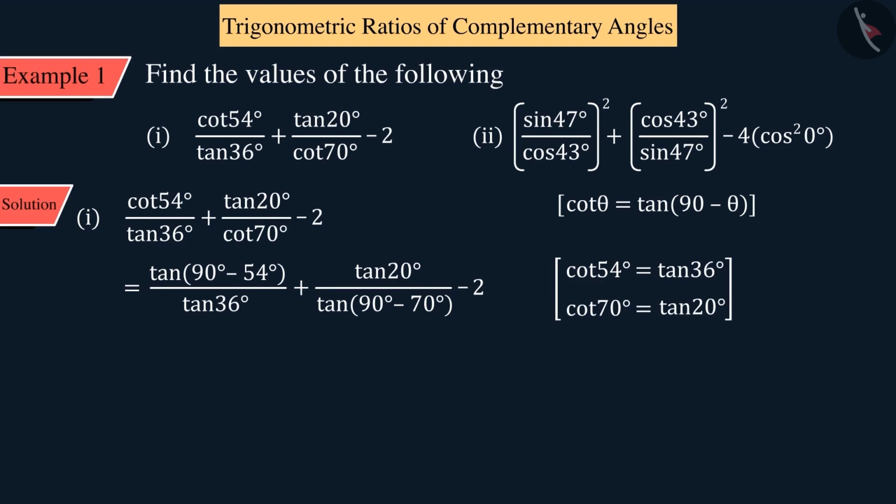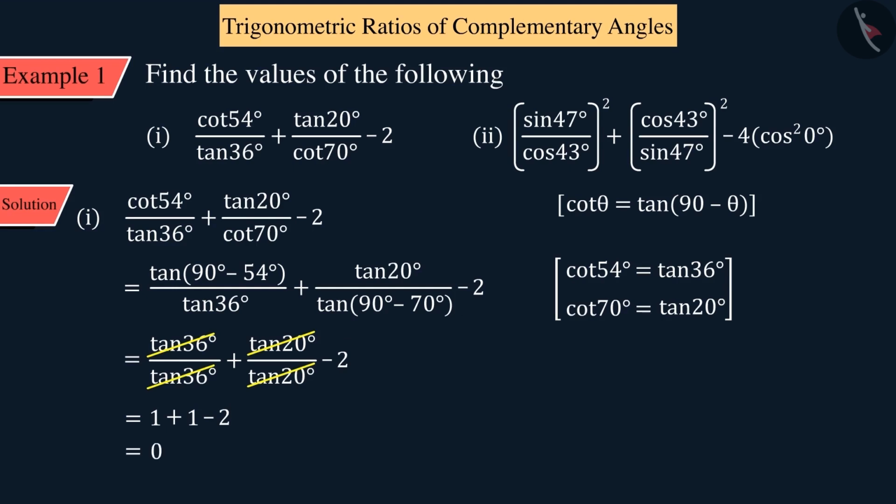On solving this, we get tan 36 degrees upon tan 36 degrees and tan 20 degrees upon tan 20 degrees respectively in the first and second terms, which, on further solving, gives the value of the given expression as 0.